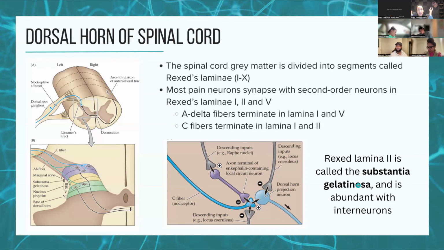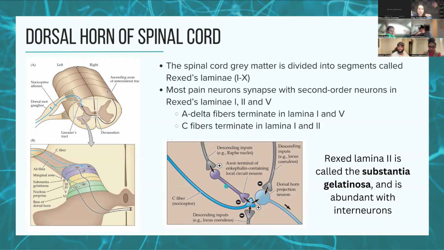gelatinosa. But essentially what that means is that Rexed lamina 2 is very abundant with these very short neurons called interneurons. That's this purple that's right here. And the interneuron is an inhibitory neuron. That's what's going to release a lot of your endogenous endorphins and enkephalins and dynorphins, which are your chemicals that are going to decrease pain signaling, right? They're inhibitory. And that's where a lot of our exogenous opioids that we deliver are going to work, because there's lots of pain receptors there: mu receptors, delta, kappa.